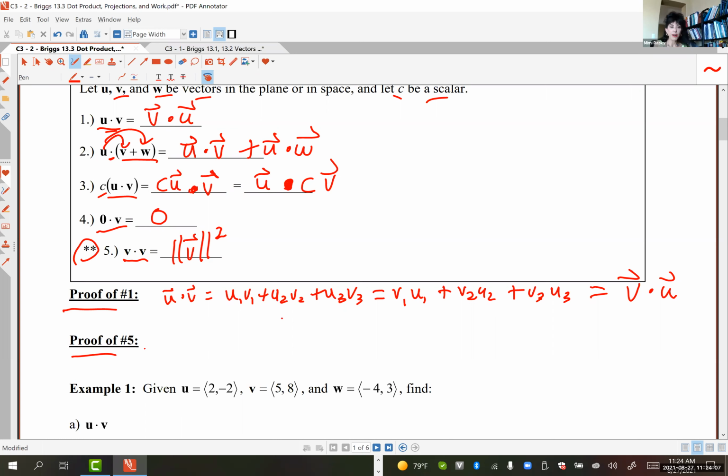How do I prove number 5? Oh, carefully. Let's do v dot product with itself first. Let's just do that left-hand side. So you're going to get v1 times v1 plus v2 times v2 plus v3 times v3. But using the fact that repeated multiplication can use exponents, you really have v1 squared plus v2 squared plus v3 squared. Stop there and save this for later.